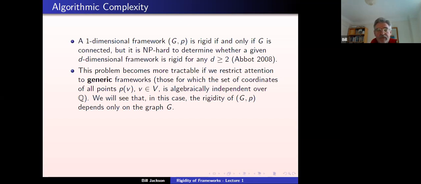So the NP hardness for a general framework seems to depend on algebraic dependencies between the coordinates of the vertices. So one way to get around this is to restrict our attention to generic frameworks in which the set of all coordinates of the vertices is algebraically independent over the rationals. We'll see in a few slides' time that if we restrict to generic frameworks, then the actual realization P doesn't matter as long as it's generic. So deciding whether a generic framework (G,P) is rigid or not just depends on the graph G.